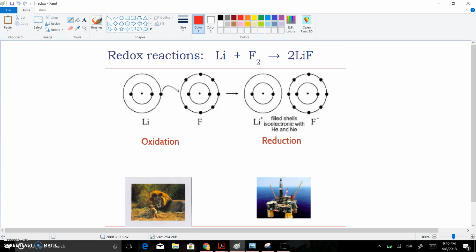Hi there, this video is about redox reactions. So far what we've covered is oxidation numbers. Basically we've learned about charges, and what we're going to be doing today is actually tracking those charges and seeing who lost electrons and who gained electrons.